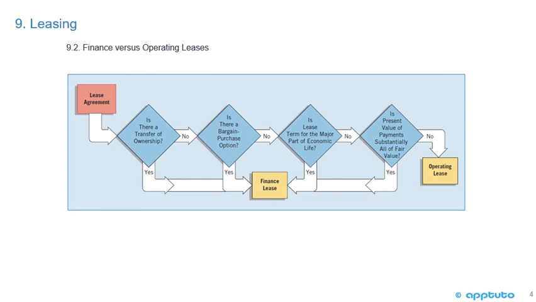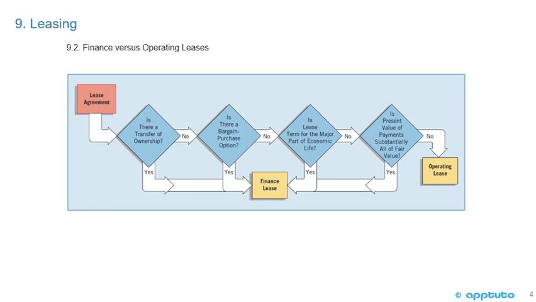So we've seen this chart before on an LOS with regards to leases. Just look at it again quickly. The finance lease versus the operating lease. So we have to look at the lease agreement and its substance over form in this case. So again, is there a transfer of ownership? If yes, it's a finance lease. Is there a bargain purchase option? If yes, it's a finance lease.